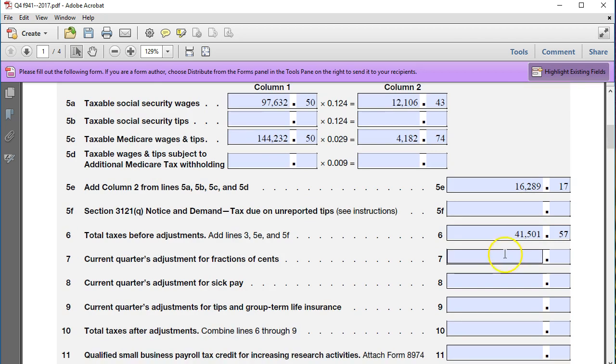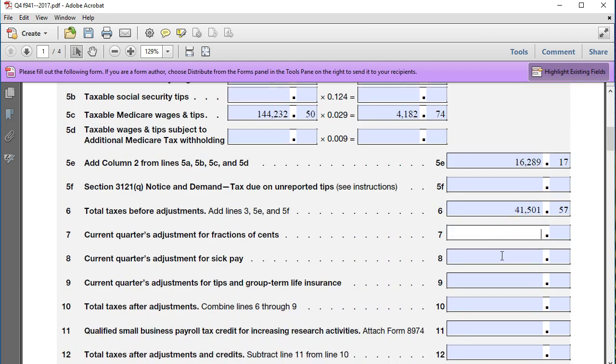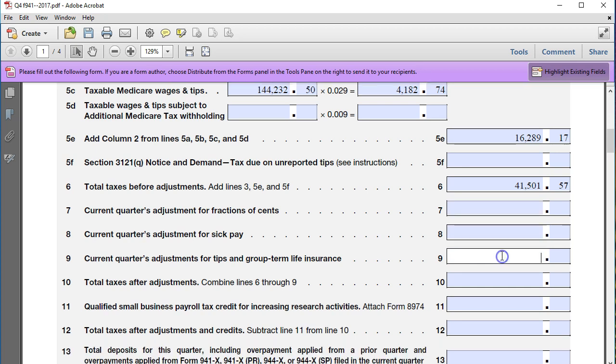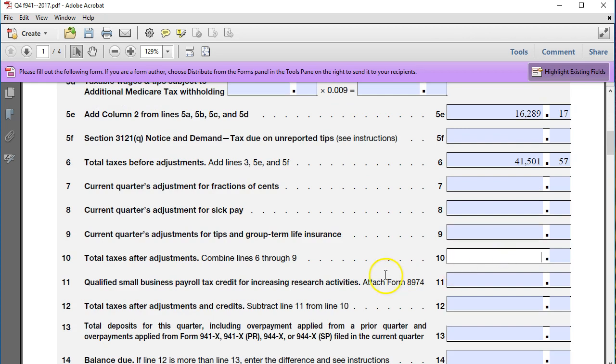Okay, then we have some adjustments if there's any pennies off. If we're off by pennies, they're going to allow us to make an adjustment for the pennies that are off from the deposit to the liabilities, which is nice. We're going to scroll on down to line 10, which is total taxes after adjustments, which will remain in our case 41, comma, 501, tab, 57.